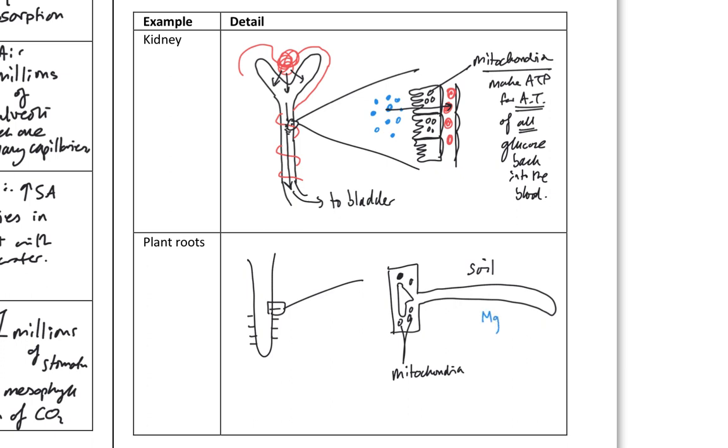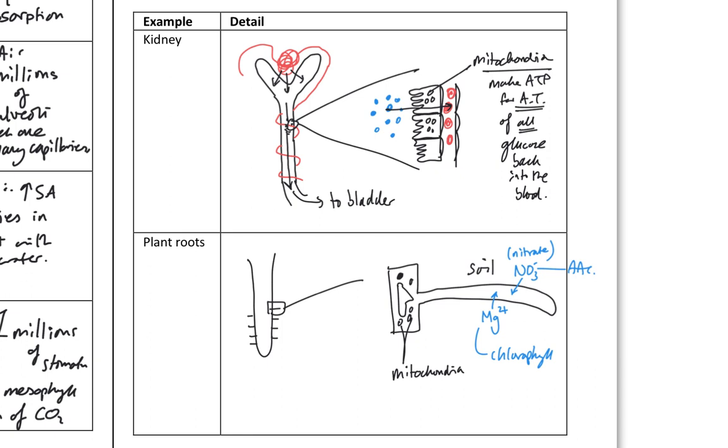So we need to know magnesium ions. And there's one called a nitrate ion as well. You don't need to know Mg2+ and NO3-. But yeah, NO3- is a nitrate ion. And that's a magnesium. And there's not a lot of it in the soil. And therefore, it moves in by active transport. So it can grab all of the nitrates and all of the magnesium from the soil so it can make chlorophyll, and it can make amino acids and therefore proteins.